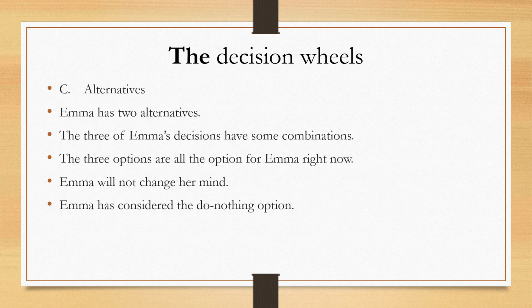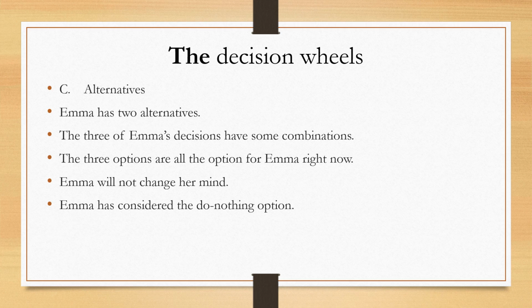Part C is alternatives. Emma has two alternatives right now. She would like to work, and if she does not choose to work, she may go to graduate school or have a gap year. Emma doesn't have some combinations. If she goes to graduate school, she only has a $5,000 deposit. That's not good enough for her living. She still must work at the same time.